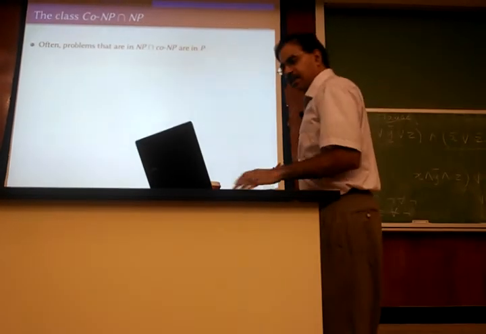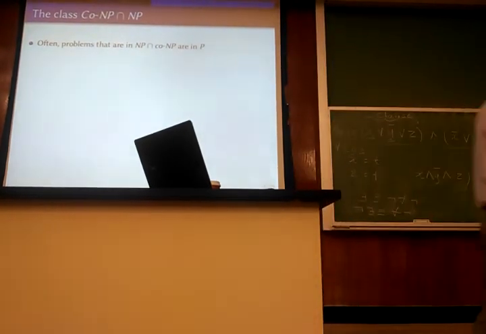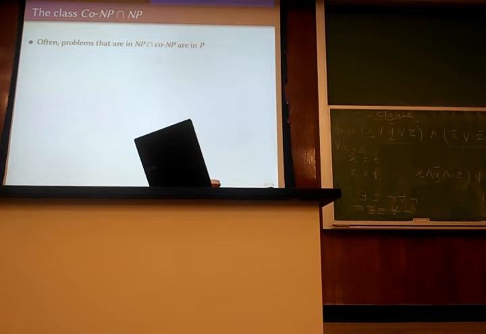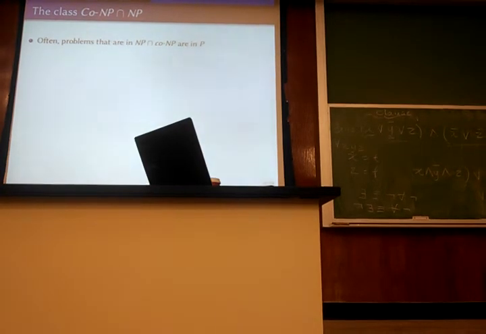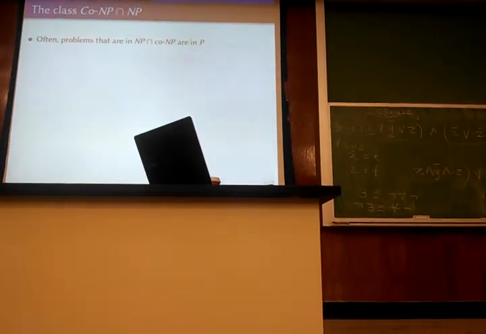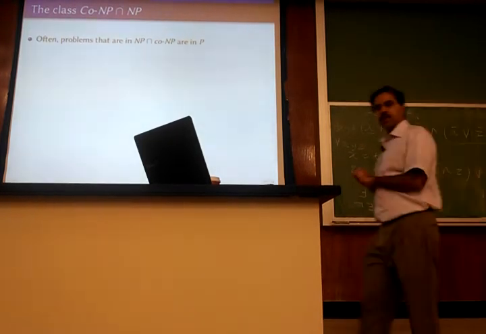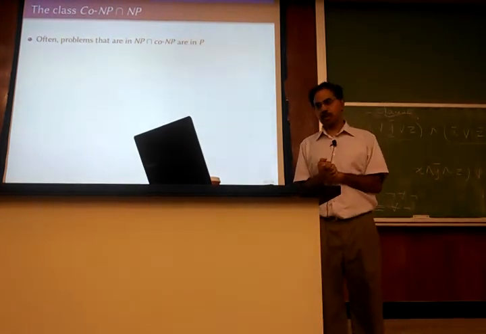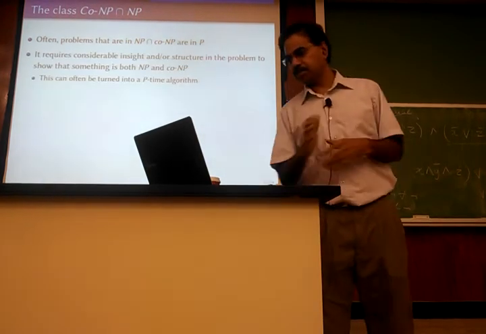And the answer seems to be, at least in terms of experience so far, that most of the time when you have a problem that's both NP and co-NP, it tends to have a polynomial time solution. Okay, so let's take some examples.